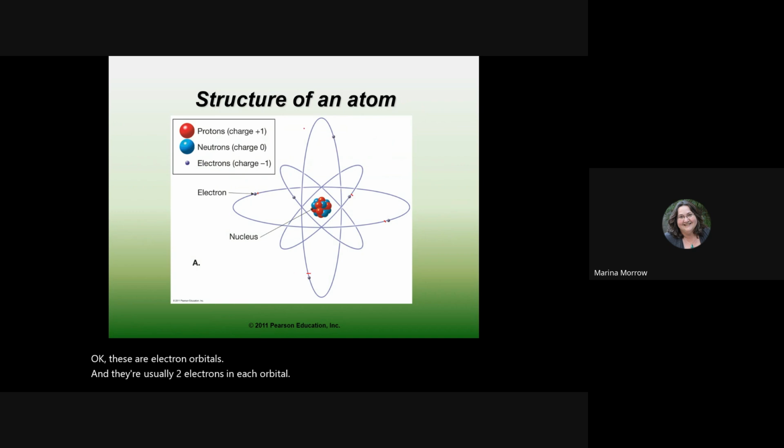Okay, and it gets pretty complicated, and we're not going to get into it too much. But the idea is that usually electrons come in pairs. And a neutral atom would have an equal number of protons and electrons. So since I can count 8 electrons, then there should be 8 protons in the nucleus. Now the number of neutrons could be different.